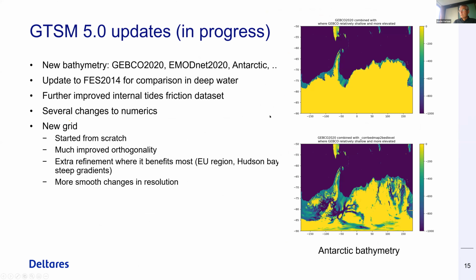Moving forward towards the future versions, again, more updating of data sets, further improvement of parameterizations, changes to numerics. One big step for us, I think, in the ongoing work is a new grid. We were having some problems with orthogonality of the grid. We're using a numerical method where the orthogonality does play a role. And so we started from scratch. We improved the orthogonality. We added extra refinements in places where we were seeing that it had benefit. And we also made it much more smooth.